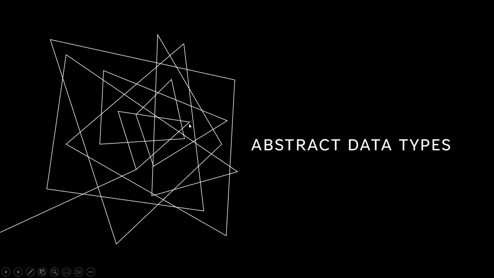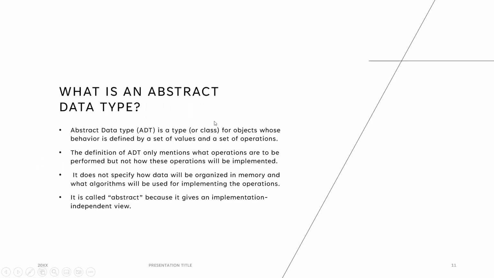All right, so first, abstract data types. So let's go over what an abstract data type actually is. For the sake of brevity, I'll call it ADT from here on out. So an ADT is a type or class for objects whose behavior is defined by a set of values and a set of operations. The definition of an ADT only mentions what operations are to be performed, but not how these operations will be implemented.